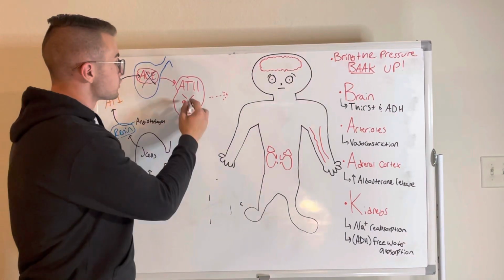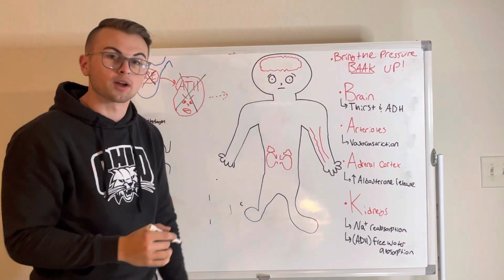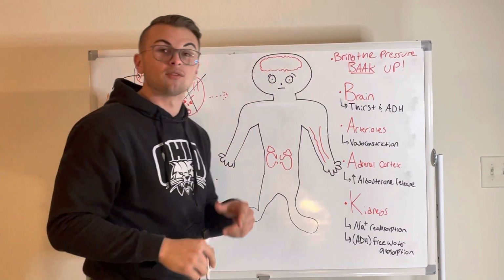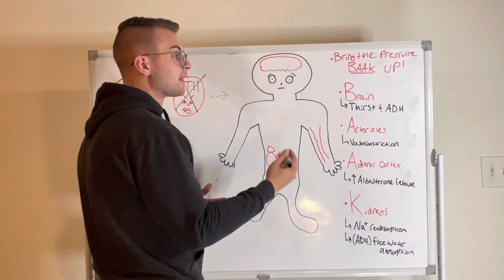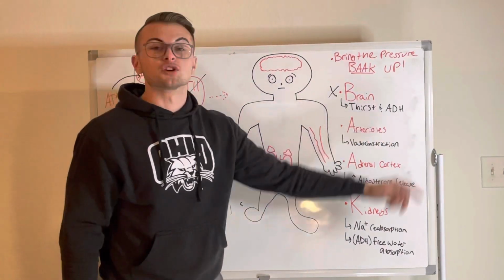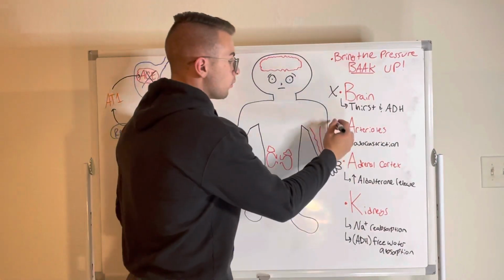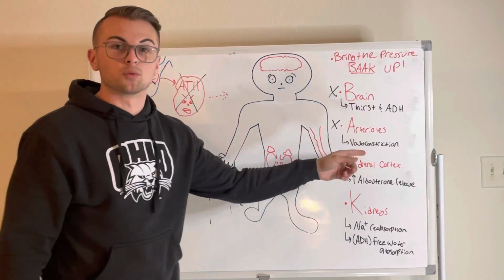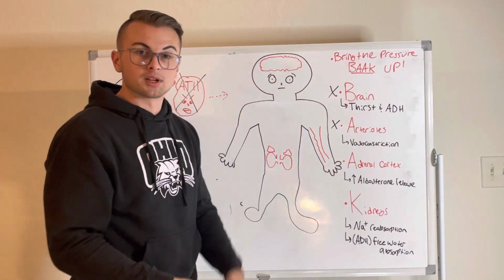Angiotensin II is not going to work anymore. What effect is that going to have on the body? Well, it is not going to have an effect on our brain. They're going to be less thirsty, with less ADH release. What effect is it going to have on the arterioles? Well, they're going to dilate. They're not going to be constricted anymore.